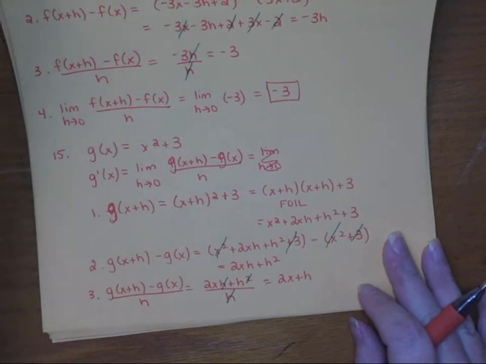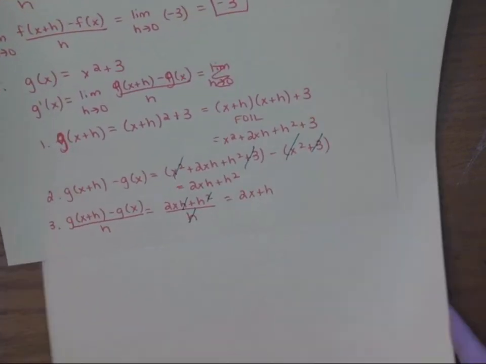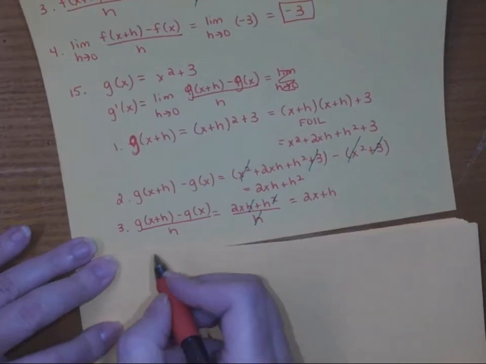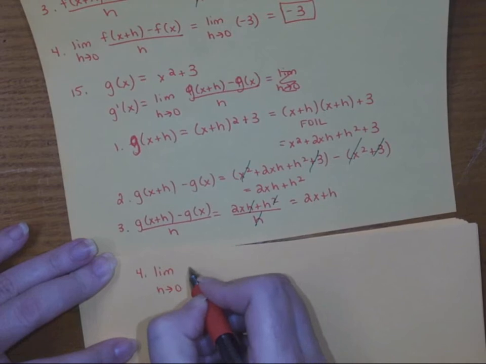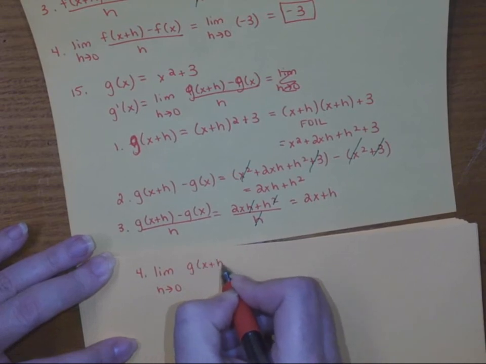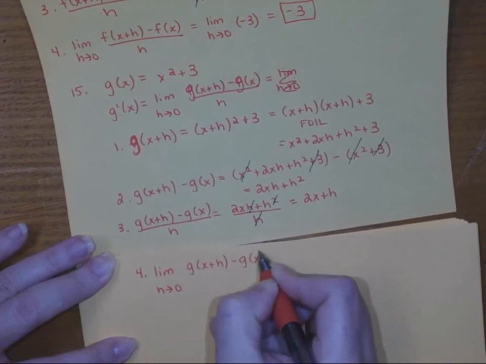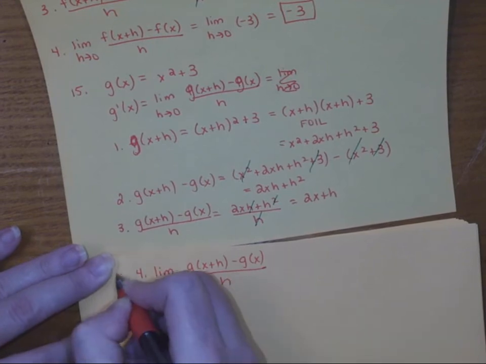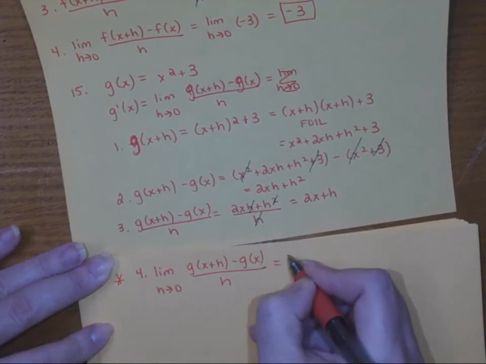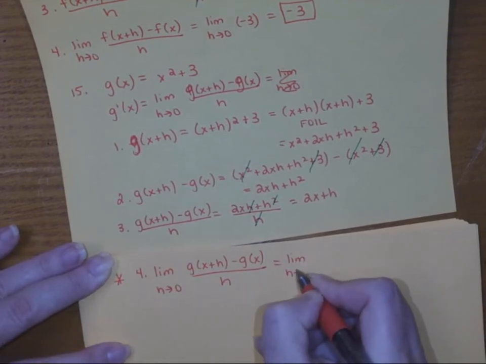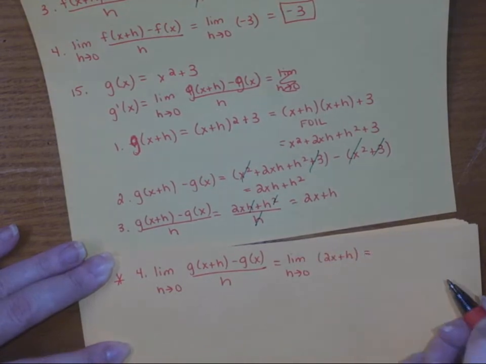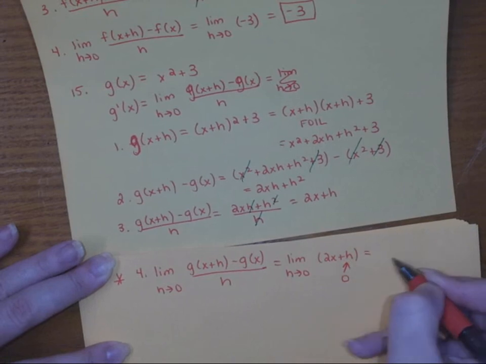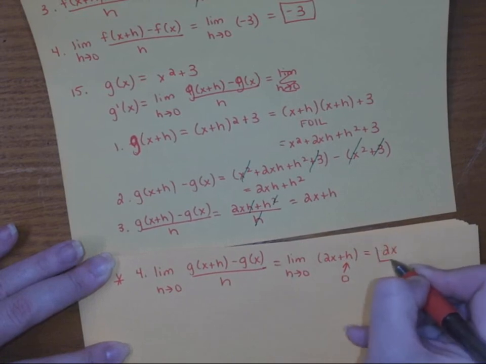And then last but not least, because this is actually the step that I must see, okay, step number 4 is to take what I just got and do the limit as h approaches 0 of that thing. So I'm going to put a star by this. Remember, this is the step I want to see for sure. So you're going to do the limit as h approaches 0 of 2x plus h. And then if I plug in 0 here, I'll just get 2x.